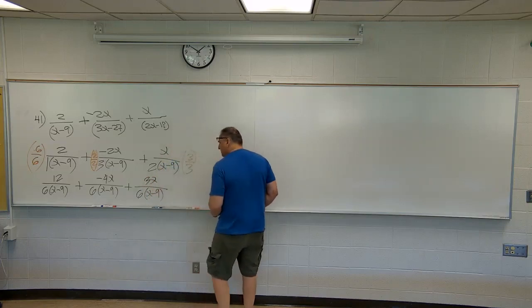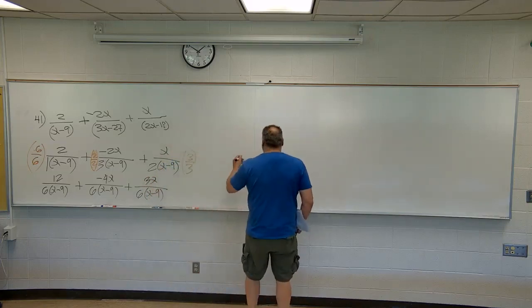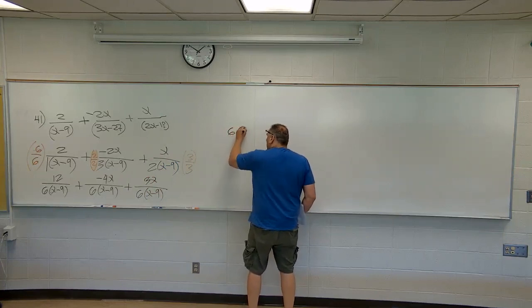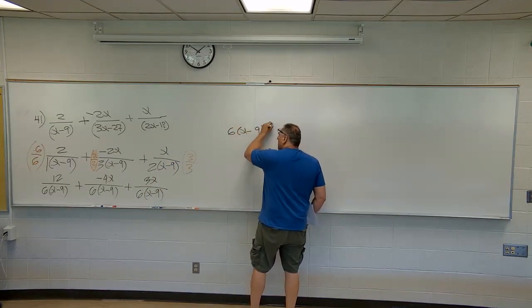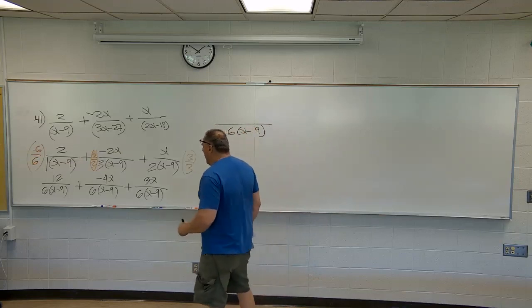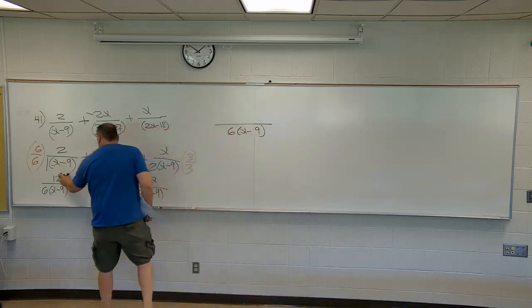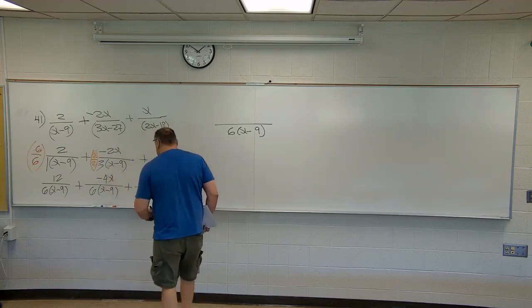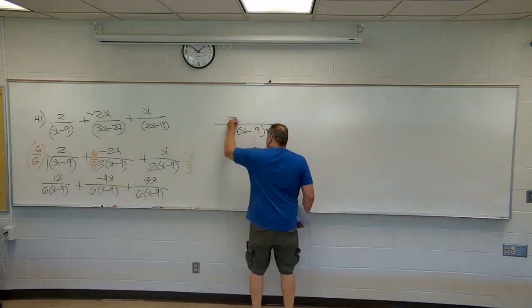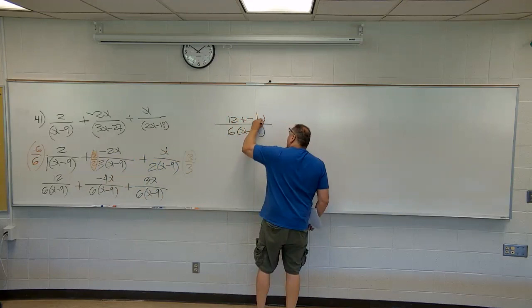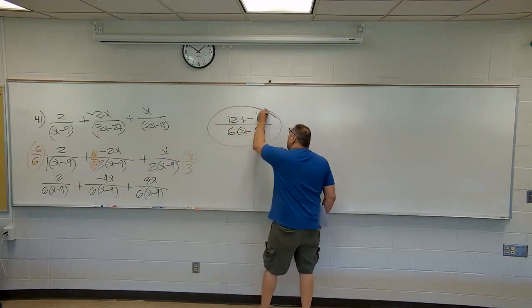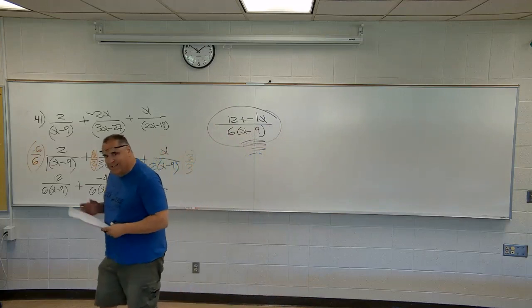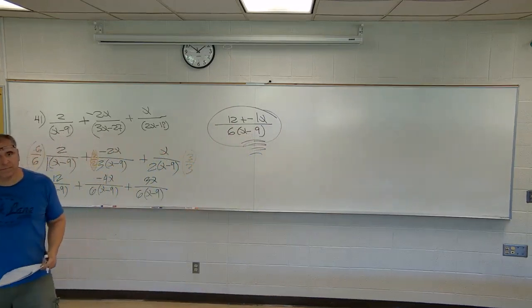What do you do when you add fractions? You leave the bottom alone. 12 and negative 4x and positive 3x is 12 plus a negative 1x. That's the argument for doing something like that.